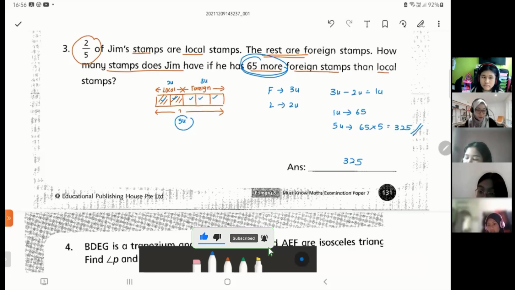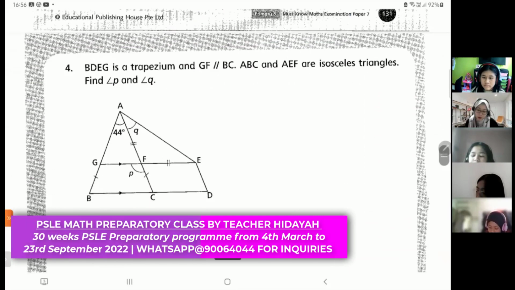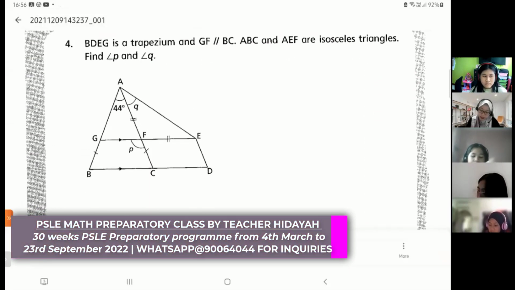Okay. Next one, please mark. Take note of the correct answer. Number 4 is an angle question.